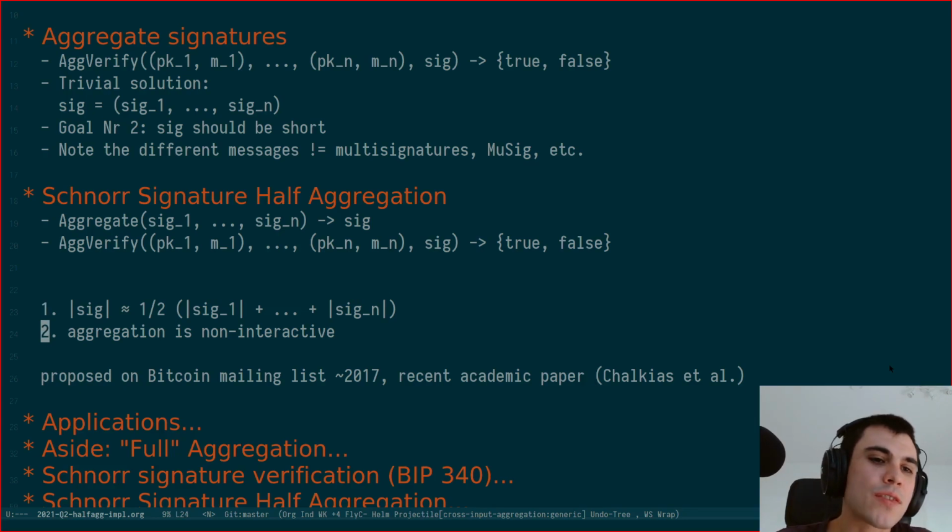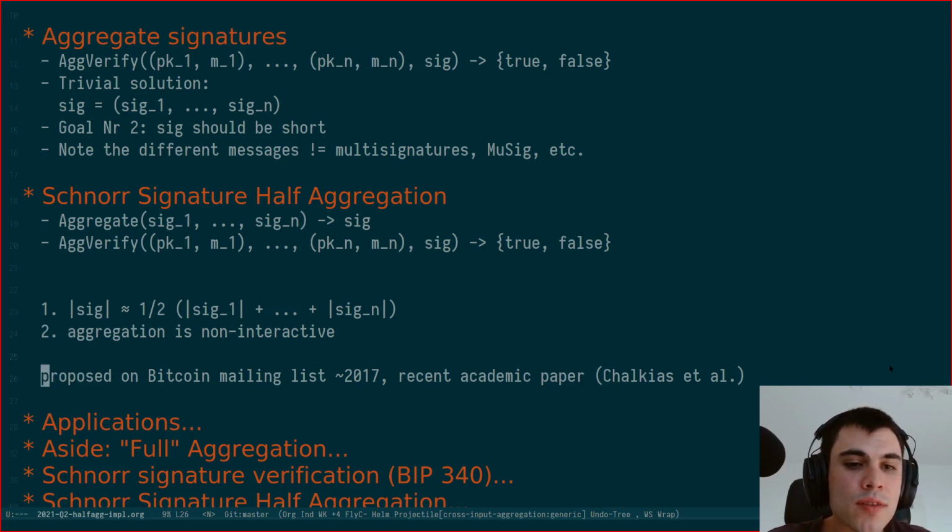One great thing about this is that this aggregation step is completely non-interactive. What this means is that there can be signers, they have secret keys, they produce these signatures, and then there can be a completely third party which has nothing to do with the signers, who just takes the signatures that have been made by the signers and aggregates them without having to communicate at all with the signers.